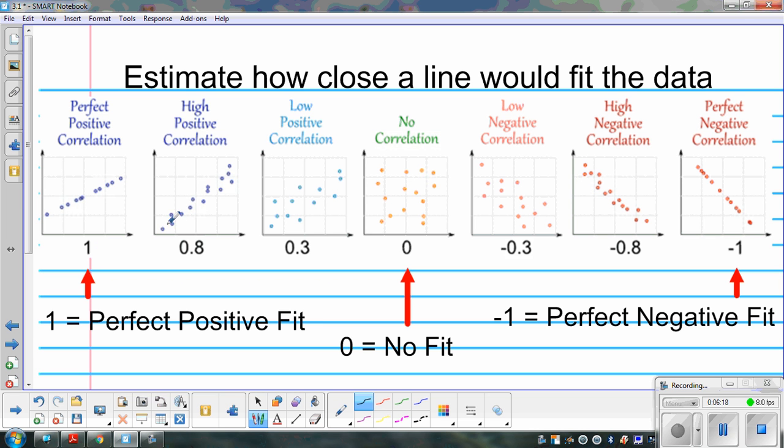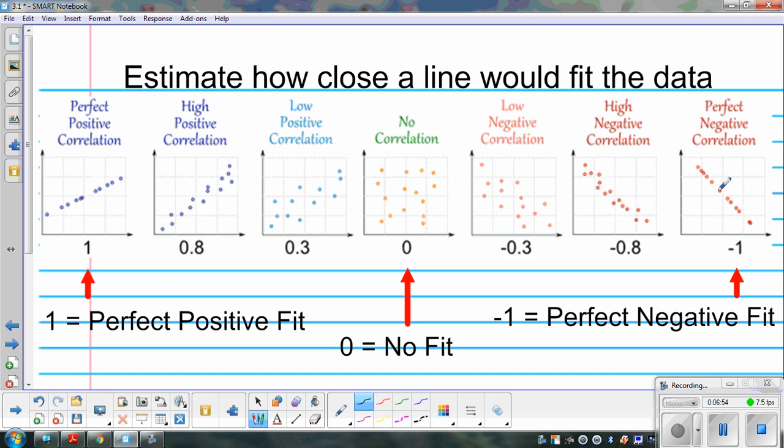If it looks like it's definitely rising and the points are fairly close together, we're going to assign a number around 0.8. You're going to get to estimate here. If you can definitely tell the points are rising instead of falling, but they're spread out quite a bit, you're going to go with a number around 0.3. So you're really going to be estimating between 0, nothing is correlated, and 1. If it's a rising line, you will assign it a number between 0 and 1. The same goes for the opposite with negative.